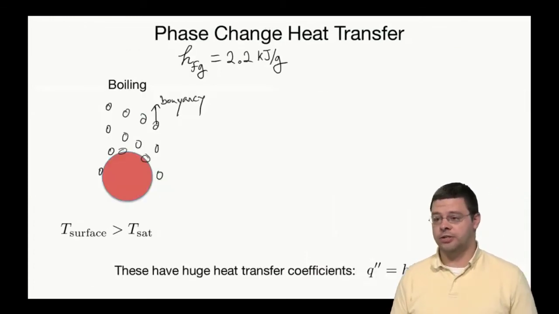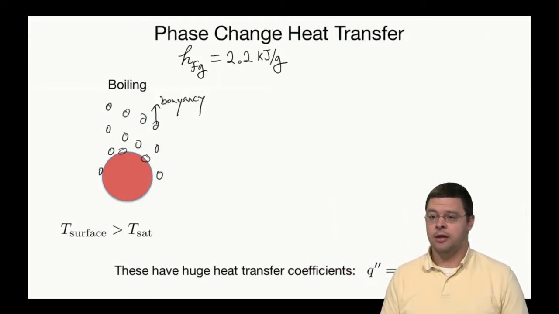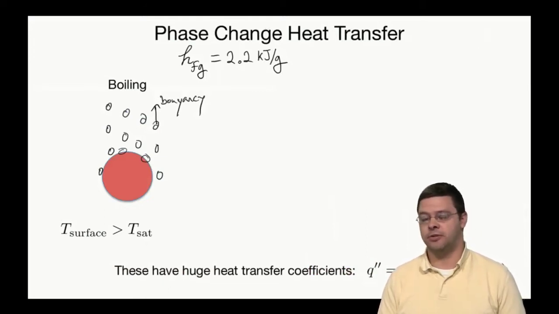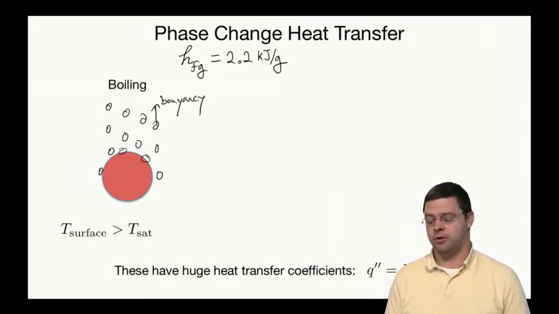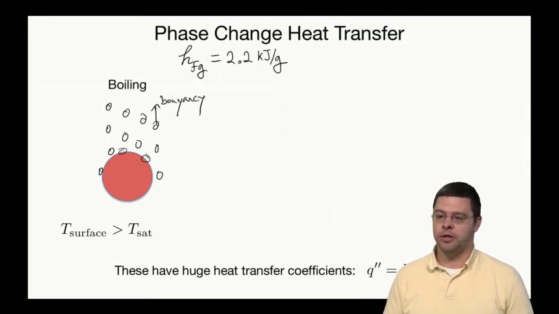Okay, well, it turns out there's actually some things a lot better than that. Phase change heat transfer is an outstanding way to remove heat. I'll talk about three different mechanisms, but all three of them are a significant improvement over even forced convection. So boiling is one of the best ways to remove heat from something.